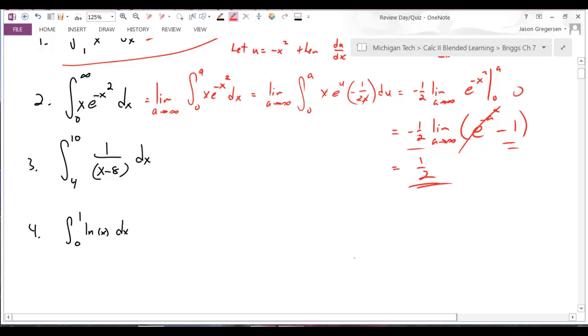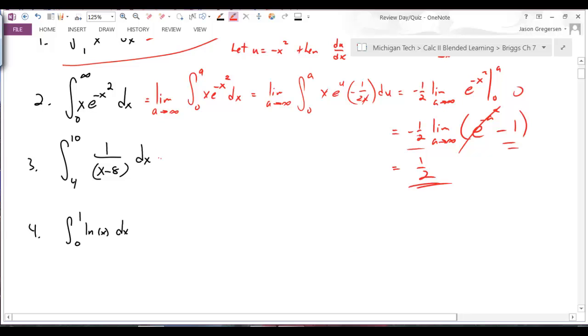Okay, so for the next one, this thing looks good at 4, this thing looks good at 10. Is this thing even improper? It is improper because there's a problem at x equals 8. Somewhere inside of that interval from 4 to 10, our integrand is blowing up. It's getting really big. So we have to investigate it there.